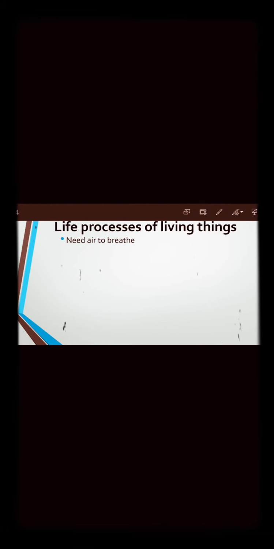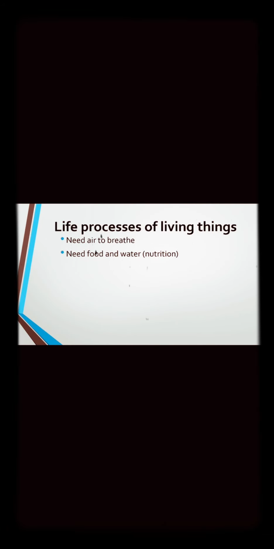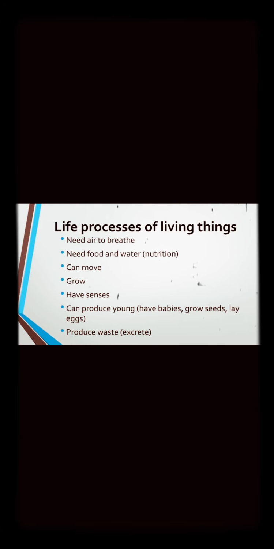We know that there are three types of living things: humans, animals, and plants. And they have the life processes. All living things need air to breathe, and they need food and water. That is the nutrition part. Living things can move, grow, and have senses. Living things can produce young, like they can have babies, they can grow seeds in the case of plants, and lay eggs in the case of some animals and birds. And they produce waste. The term used for this is excrete.